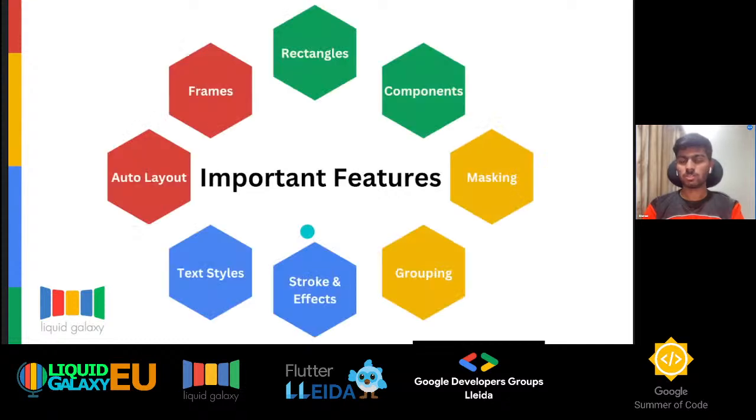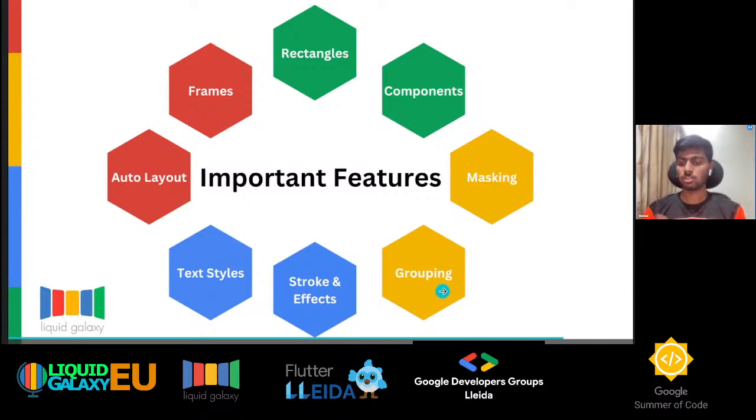Okay, that's it. So just to give you a brief demo, the frames that we have used, the rectangles, the components, masking also we have showcased, grouping I have showcased, textiles which you can create, also color styles. Then there is auto layout. I think I forgot to mention auto layout, but it's basically used for aligning things properly, and it is more efficient.